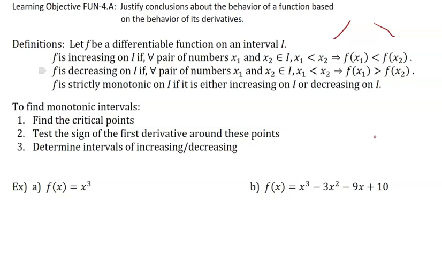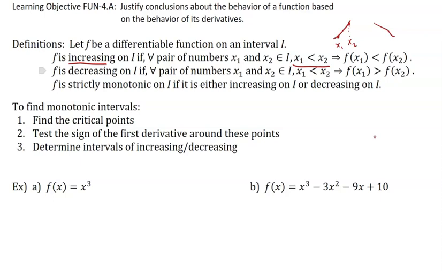f is going to be increasing on an interval if for every pair of numbers x1 and x2 in the interval, if x1 is less than x2, meaning x1 is the point to the left and x2 is the one to the right, then f of x1 has to be less than f of x2. In other words, if the point on the left is lower, then the function is increasing over that interval. And this is for any pair of numbers.